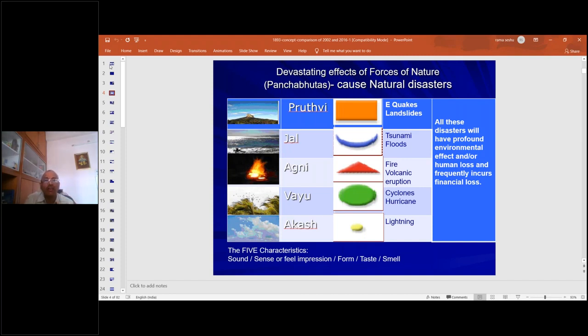Okay. Now coming to the devastating effects of the forces of nature, because earthquakes are also one of the forces of nature. In Hindu mythology, we use the term Panchabhutas, the cause of natural disasters. There are five elements of nature: Prithvi, Jal, Agni, Vayu, and Akash. Each has its devastating effect. For example, Prithvi: earthquakes, landslides, etc. Then Jal: tsunamis, floods. Agni: it causes fire, volcanic eruptions, etc. And Vayu: cyclones, hurricanes. And Akash: lightning effects, which are very destructive to structures. All these disasters have profound environmental effects and human loss, and frequently incur financial loss of the structures.